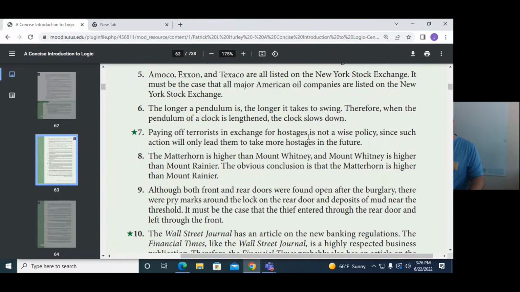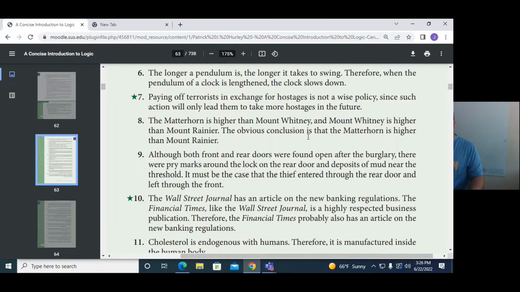We've seen things like 6. We haven't seen something like 7. So let's go to 7. Paying off terrorists in exchange for hostages is not a wise policy, since such action will only lead to taking more hostages in the future. Now, what's the conclusion here? Do we have any indicator words that tell us whether the first sentence is a premise or conclusion, or about the second sentence?